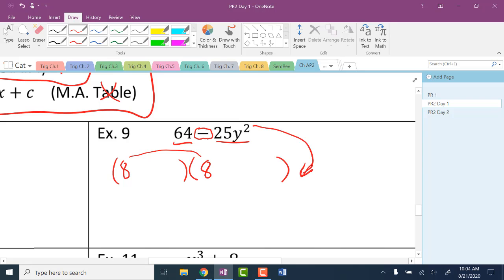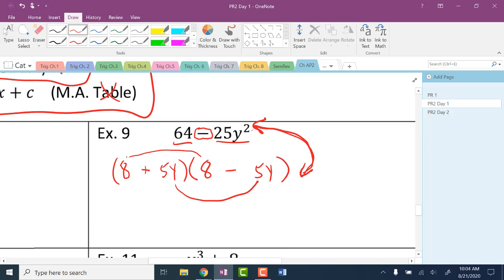Factor, FOIL. And then what's the perfect square of 25y squared? 5y, 5y. Last, 5y times 5y is 25y squared. Wait, something's missing. I have a -25y squared. So one has to be plus and one has to be minus. That is the pattern for factoring a difference of two squares.